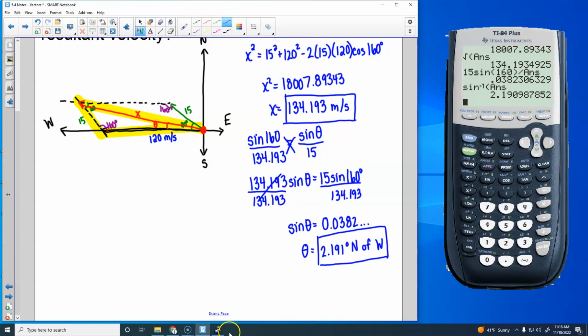All right, questions on this one? Think about how important this is, because if you are 2.191 degrees north of west off, if you're only flying 30 minutes away, you're probably going to be fairly close to the airport you're trying to get to, and you can circle around and find it. If you're flying all the way across the country and you're 2.191 degrees north of west, you're going to be in the wrong town whenever you get there. From like Washington to Southern California. Yeah, you're going to be way off, right? So it's going to be really important.